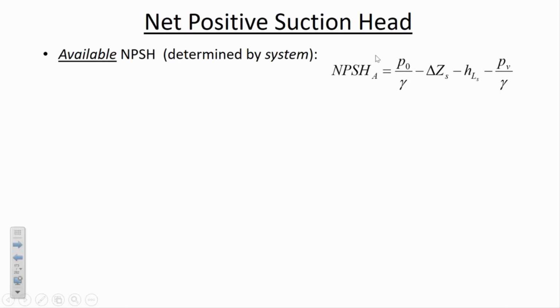If we look at this formula, you begin with atmospheric pressure, and all the other terms are subtracted from atmospheric pressure. This is going to be in units of length. It's the pressure head minus the elevation difference between the water surface and where the pump is located. So Z sub S is the suction side elevation change, minus the head losses on the suction side pipe only. Those head losses include both the friction losses and the local losses, and then minus the vapor pressure.